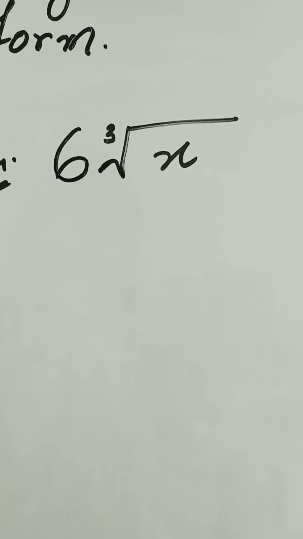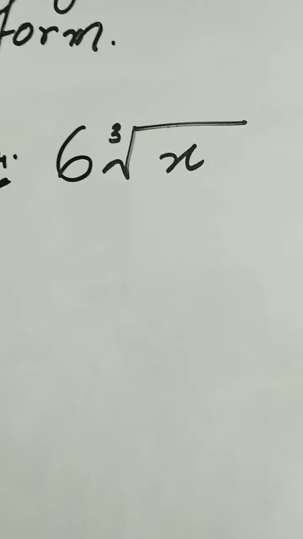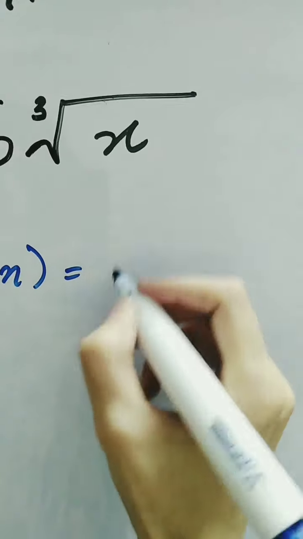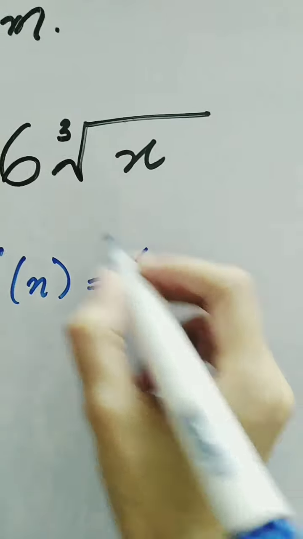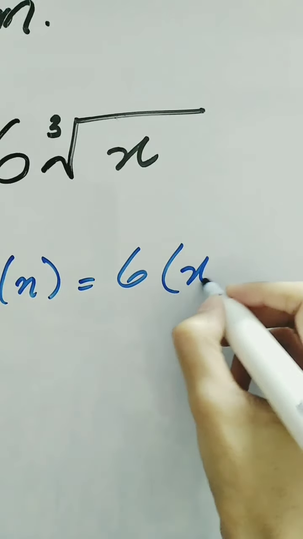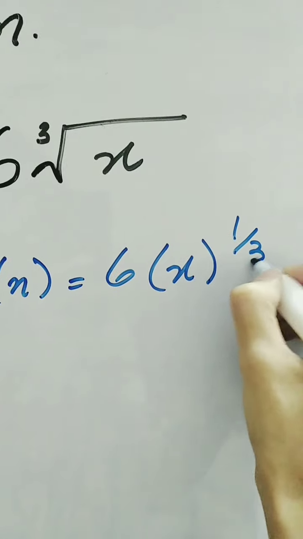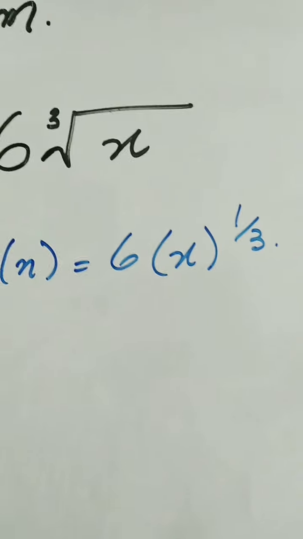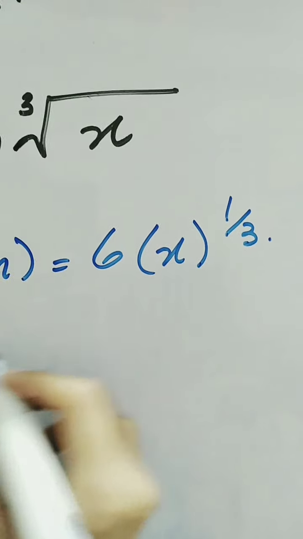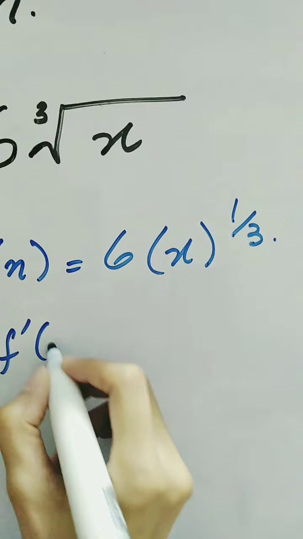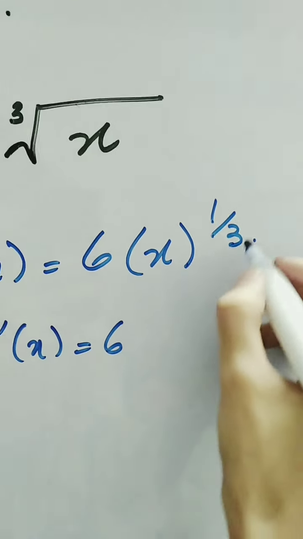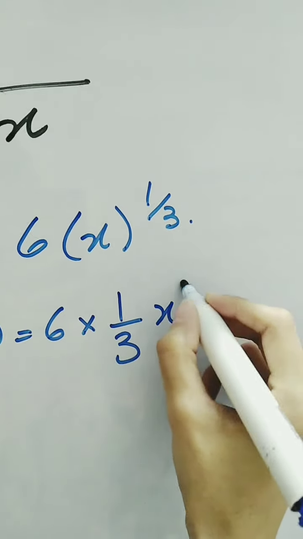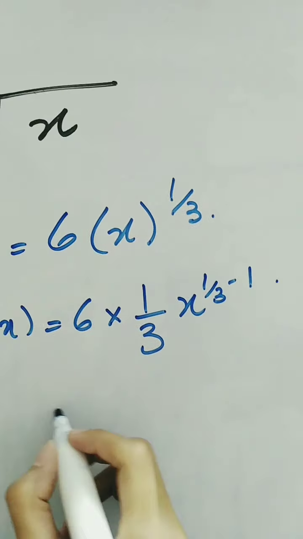Here we have a function in which we have a cube root. So first we will rewrite the function. 6 remains as it is, it's a constant, and we have x raised to the power 1 over 3, as cube root can be written as power 1 over 3. Now we are going to take the derivative of this function, which comes out as 6 into 1 over 3 x to the power 1 over 3 minus 1.